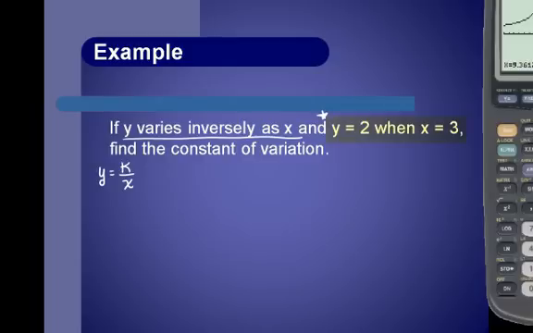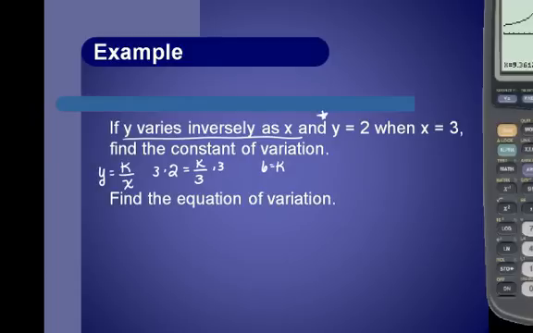So we're going to take the second part of the sentence. If y is 2 when x is 3, we're going to plug it in our formula. We're going to substitute y is 2, and we're going to substitute x is 3. Now we need to find k. Well, since we've got k divided by 3, to solve for k, we're going to multiply both sides by 3. So we get k is equal to 6. So that is our constant of variation.